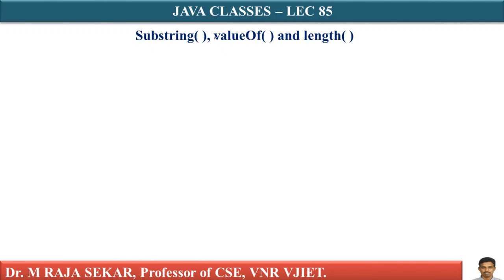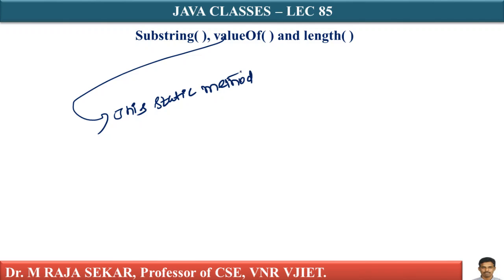There is another method known as the valueOf method. This static method returns a string. We know what a static method is, I already discussed it. This static method returns a string. That's the purpose of this particular valueOf method.